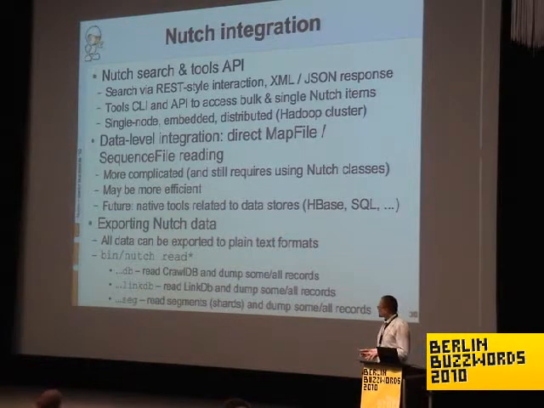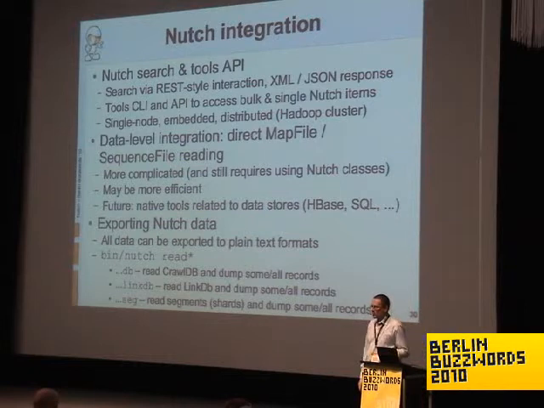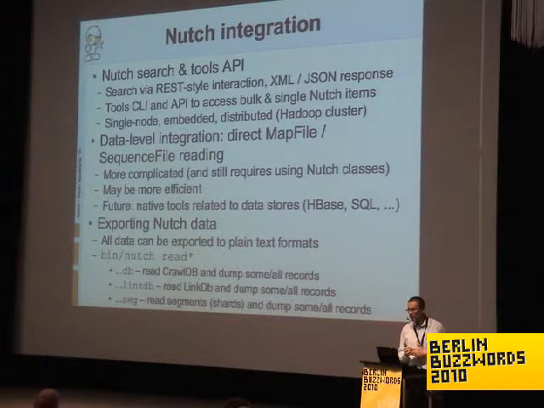Another level of integration is on the level of data. So you can use Hadoop tools to read Nutch data, which is stored as map files, Hadoop map files, and sequence files. Of course, this is more complicated. This is a tighter integration that is more brittle. And finally, you can export Nutch data in plain text formats. There are tools to export mostly everything in Nutch. So we can export individual records from CrawlDB, from LinkDB, from shards. Everything can be exported to well-formatted records in plain text.